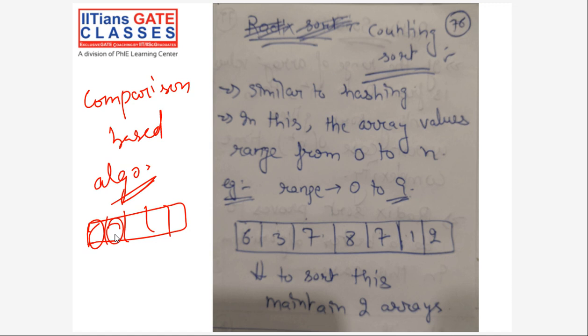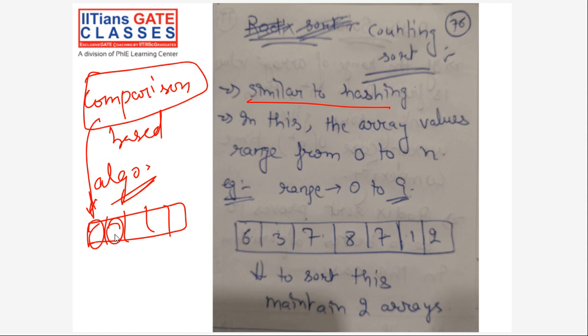Now the next techniques are all non-comparison based. I mean, you'll not compare just the value. We'll go a little deeper. So the first algorithm that we'll see is counting sort. Let's understand what is counting sort. This is actually similar to hashing.